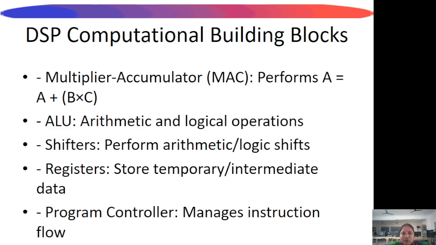Registers are used to store temporary and intermediate data values. A program controller manages instruction execution and sequencing. These blocks operate in parallel to improve the performance. Parallel execution is a key feature of DSPs. Each block has a specific role in signal processing. Together, they enable fast computation. Efficient interaction between these blocks improves throughput. This slide explains the internal architecture of the DSP processors.